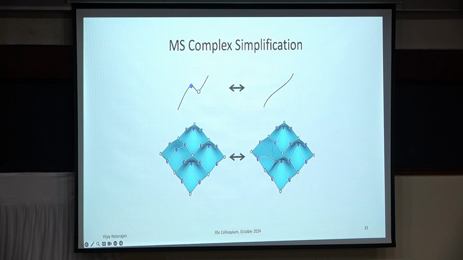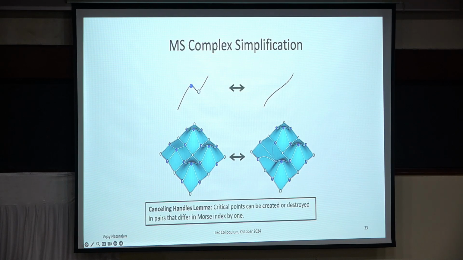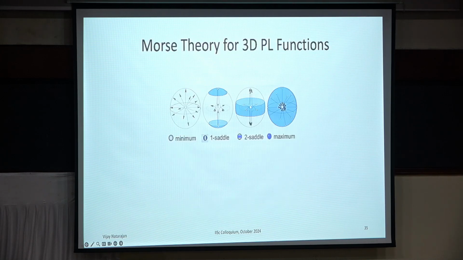This entire step, even though it's intuitive, can be formally stated, and there is the cancelling Handle lemma, which states that critical points can be created or destroyed in pairs, resulting in new Morse functions, if the critical points differ in index by 1. So a maximum can be cancelled only with a saddle, and a minimum can be cancelled only with a saddle. A max-min pair cannot be cancelled for 2D functions, right?